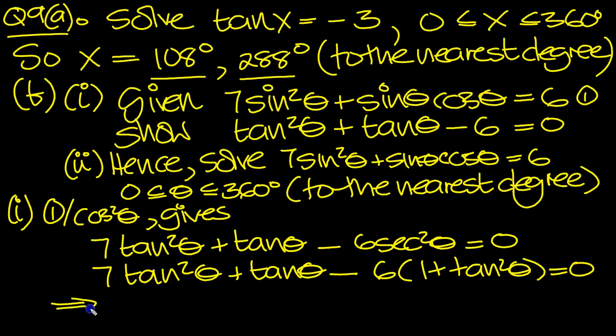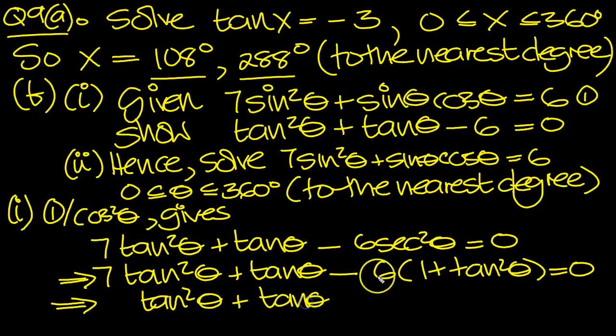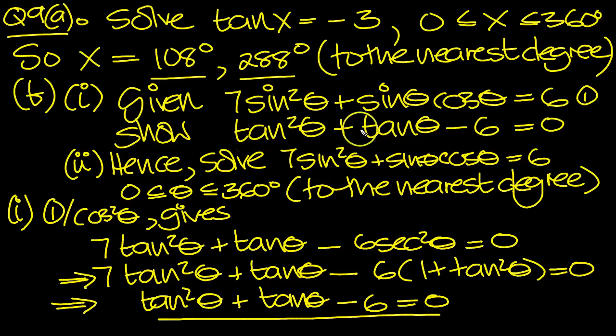So that tells us now then we have 7 tan squared theta minus 6 tan squared theta. That will just leave one lot of tan squared theta, plus our tan theta, of course. And then we expand the constant term, we get minus 6 equals 0. So there's the first part of the problem.